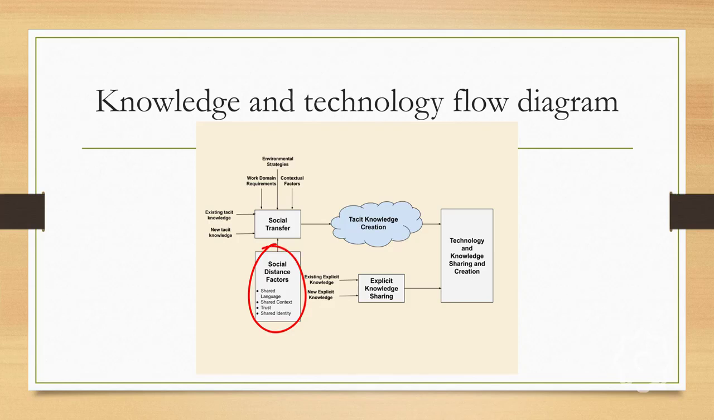This social transfer is influenced by social distance factors such as shared language and trust, which work to enhance or hinder knowledge sharing. Existing and new explicit codified knowledge is combined and used with tacit knowledge to develop the technology in relation to the work domain, which represents the reasons for developing the new technology.